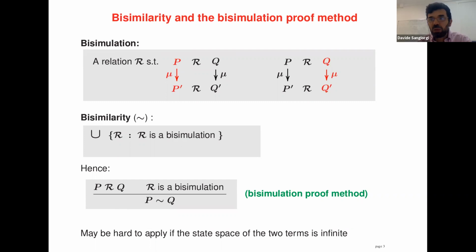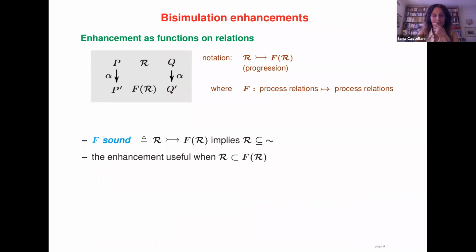So for this reason, enhancements have been put forward. In fact, the first enhancement was put forward by Milner himself very shortly after the introduction of bisimulation. This is bisimilarity up to bisimilarity. In this talk, I will view enhancements as functions on relations that make the bisimulation diagram written in this way. You see now the challenge-response game is played in such a way that the derivatives need not be in R, they can be in F of R. Of course, not all functions F can be used for this, the enhancement must be sound. Sound meaning that whenever this diagram holds, and by the way, we call these diagrams progressions, whenever R progresses to F of R, then indeed R is contained in bisimilarity.